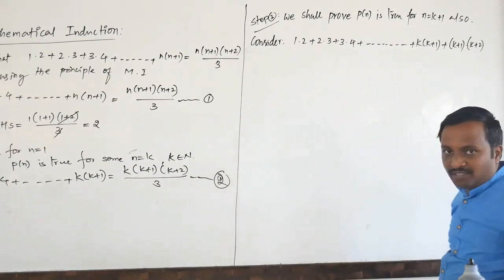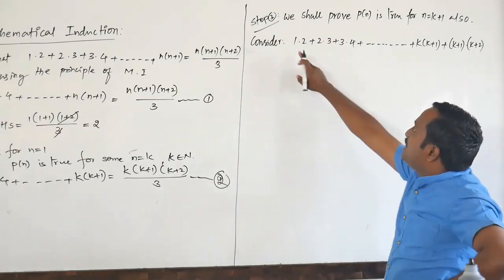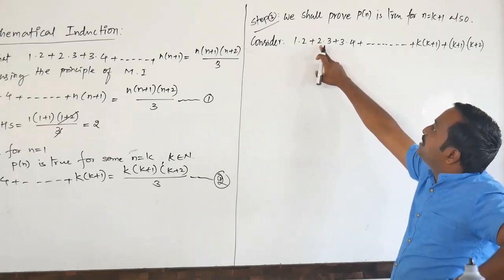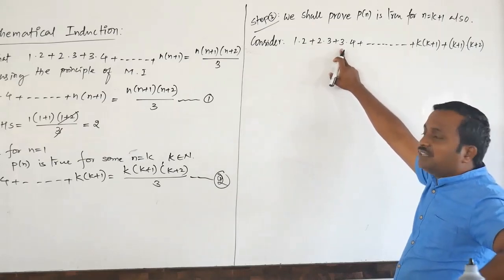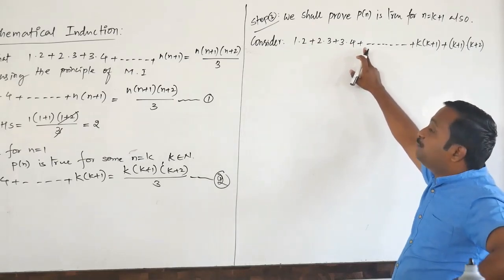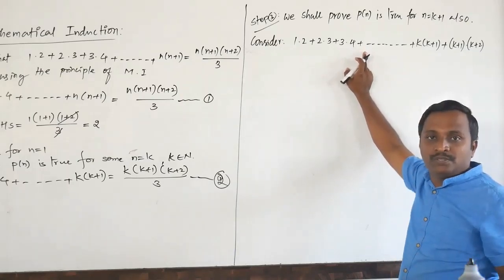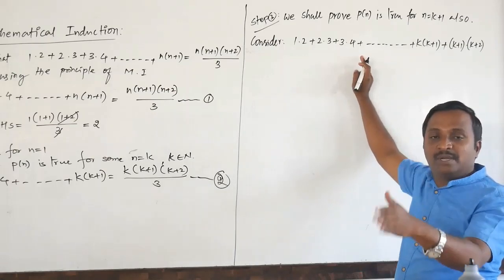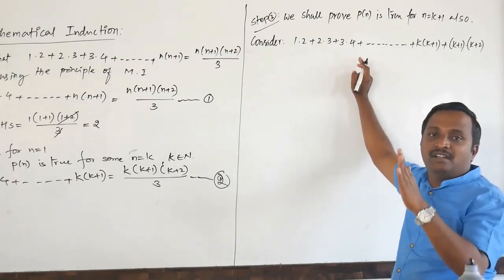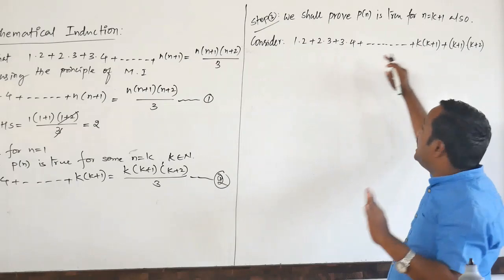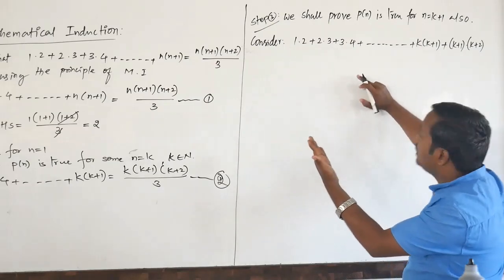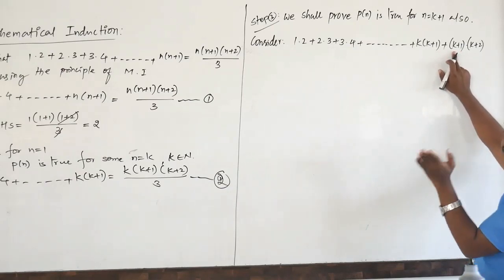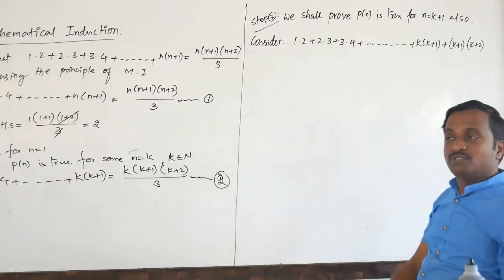This is the main point. If you haven't understood a little, ask. The first term is 1 into 2, the second term 2 into 3, the third term 3 into 4, the fourth term 4 into 5, the sixth term 6 into 7, the 11th term 11 into 12, 100 into 101, nth term n into n plus 1, kth term k into k plus 1, and the k plus 1th term is k plus 1 into k plus 2. So this is the idea.